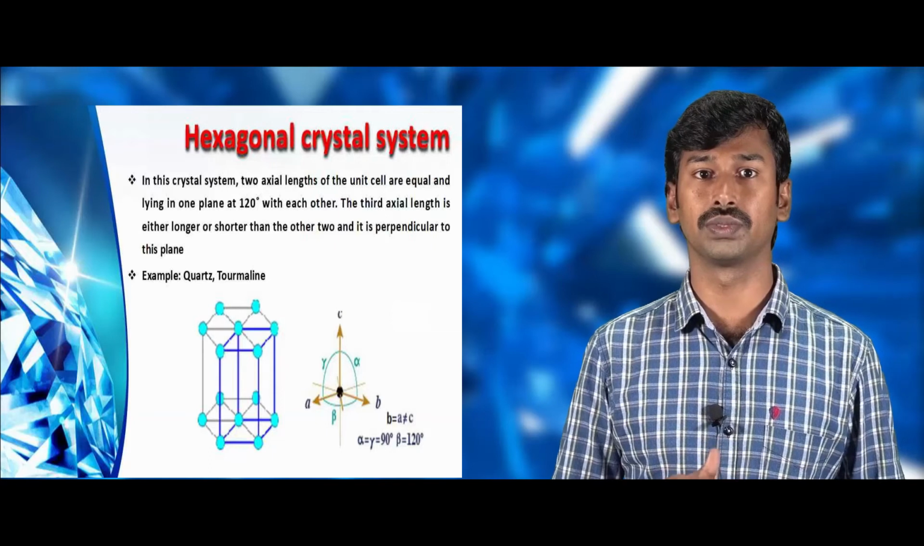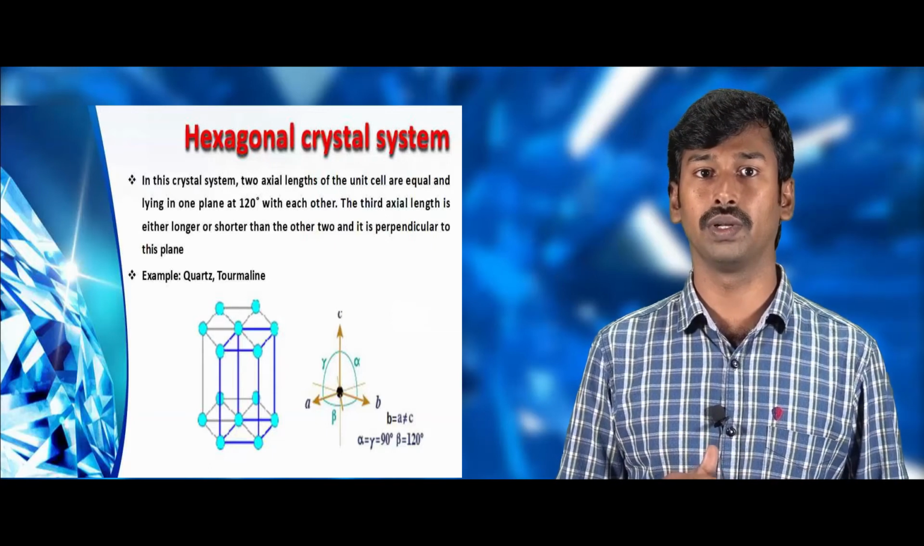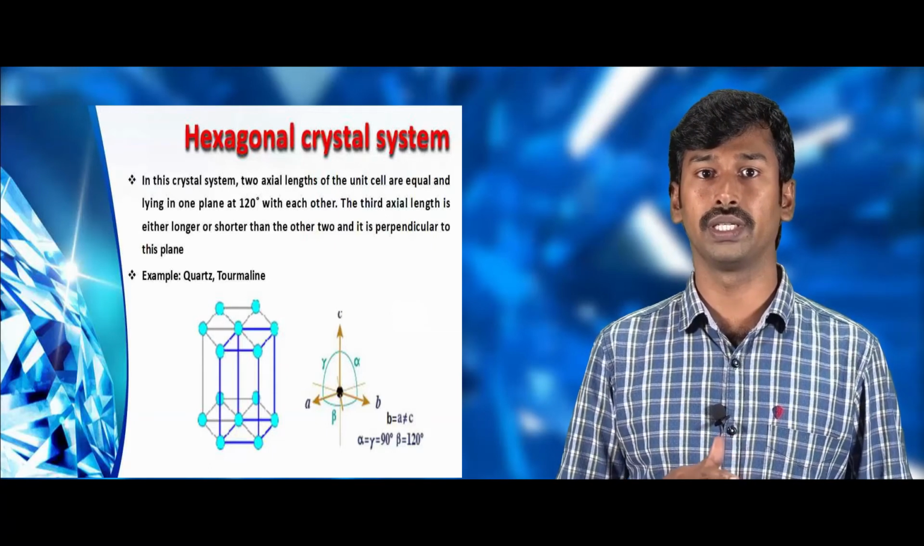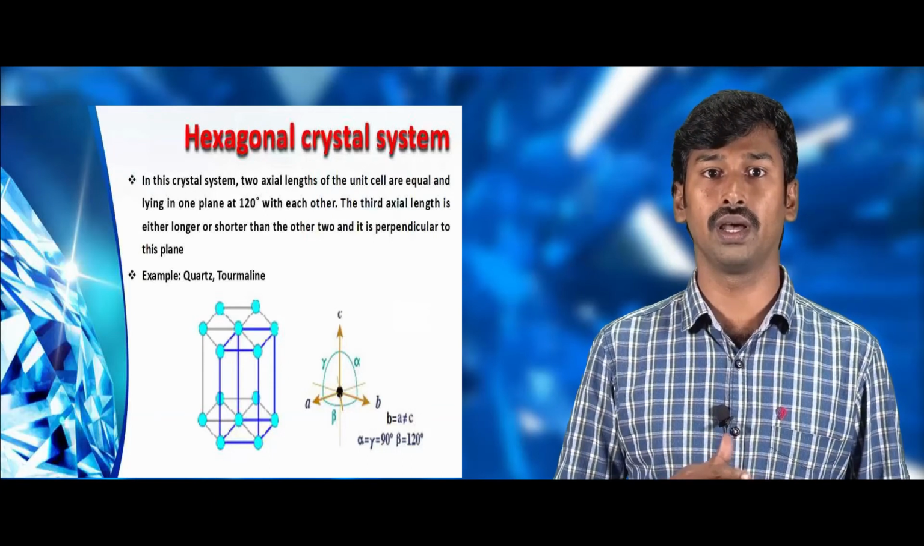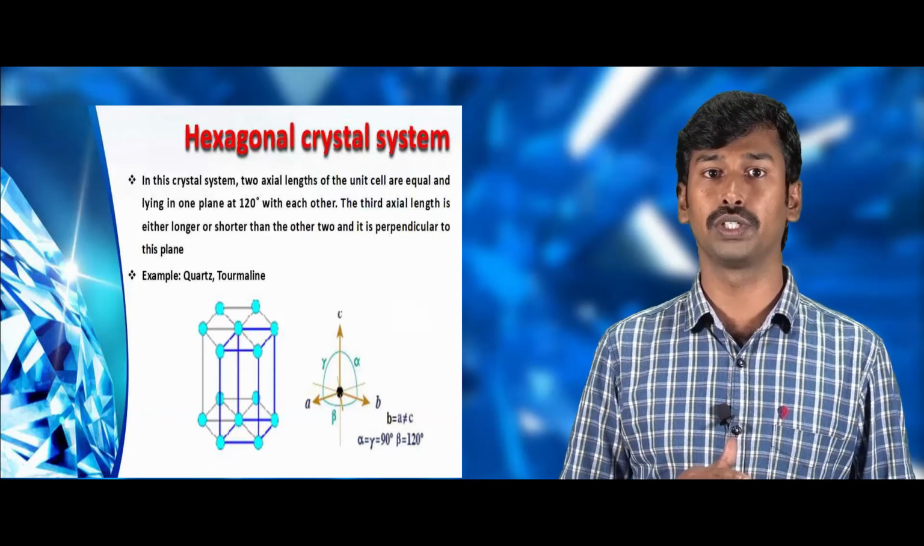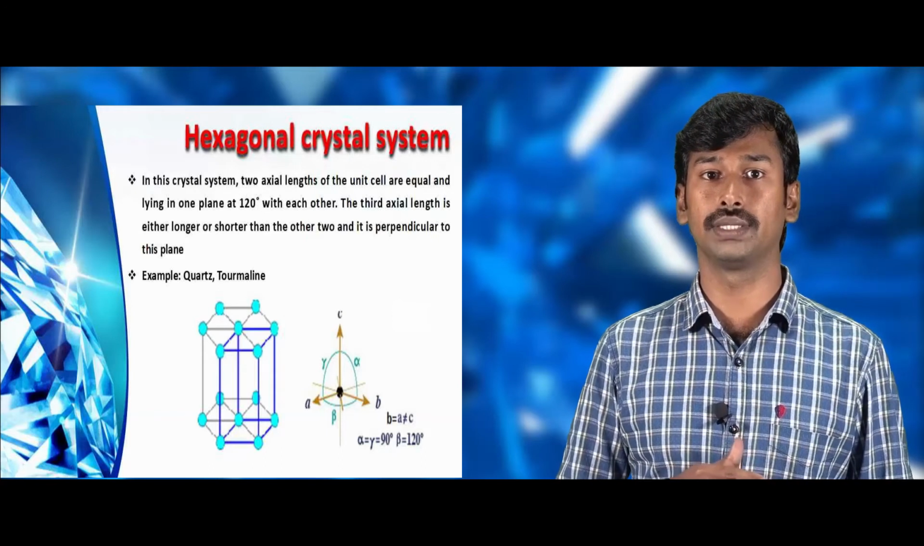In this crystal system, two axial lengths of the unit cell are equal and lying in a plane at 120 degrees to each other, and the third axial length of the unit cell is either longer or shorter, which is perpendicular to the plane. Examples: quartz and tourmaline.